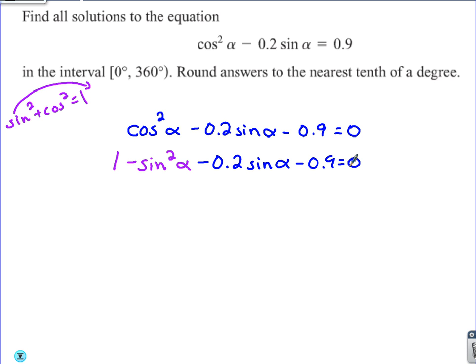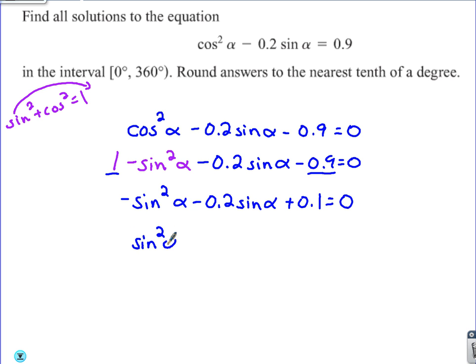My suggestion, well, we'll do it like this. Combine the 1 and 0.9, I now have negative sine squared minus 0.2 sine. 1 minus 0.9 is positive 0.1. But I've got negative sine squared instead of positive sine squared. Multiply everything by negative 1, which in essence simply does this. Turns this to positive, turns this to positive, and turns this to negative.